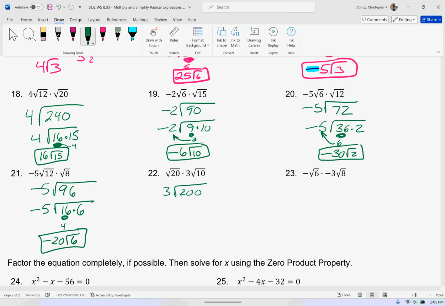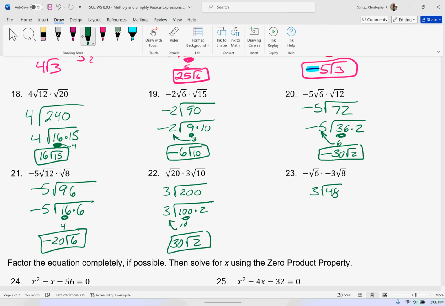All right, 200 is off our list, but what big number works on our blue list? Yeah, 100 times 2. What's the square root of 100? 10. What does that 10 do with that outside 3? Go there. Okay? All right. Hey, what's negative times negative? It's positive. Okay? So I get 3 root 48.